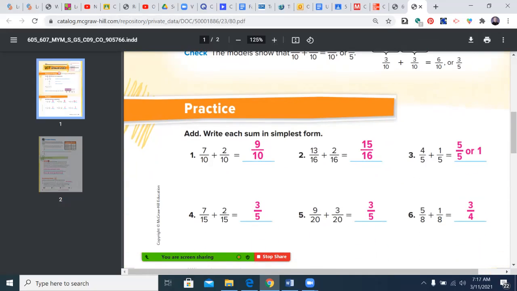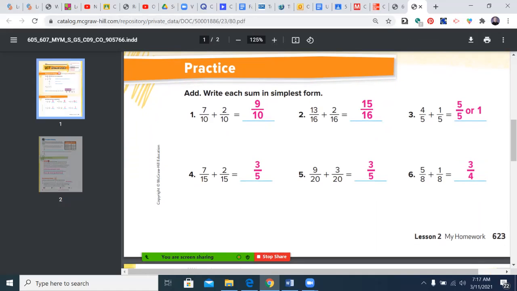And we found that we had to write each sum in simplest form. 7 and 2 is 9 over 10. 13 and 2 is 15 over 16. 5 over 5 is simplified to 1. So if your numerator and denominator are exactly the same, it's 1. This became 9 15ths, which could be divided top and bottom by 3, giving us 3 fifths. 12 20ths, you could divide top and bottom by 4, which gave us 3 fifths.